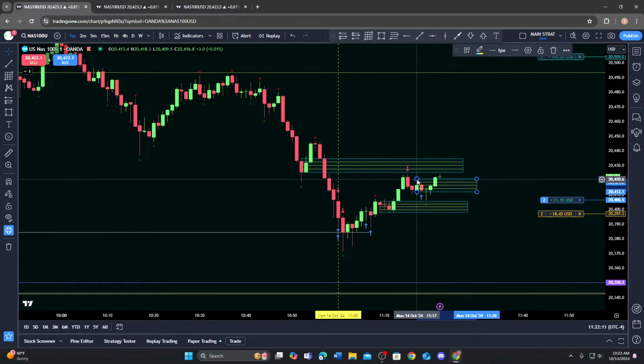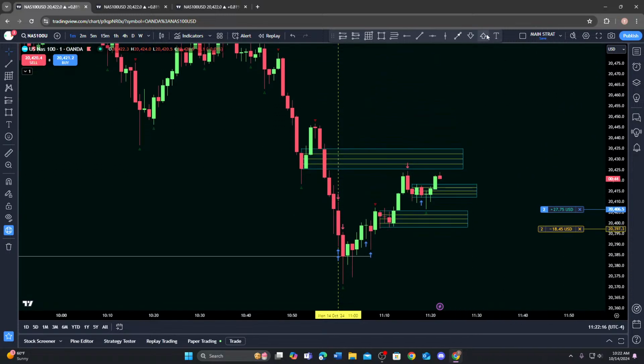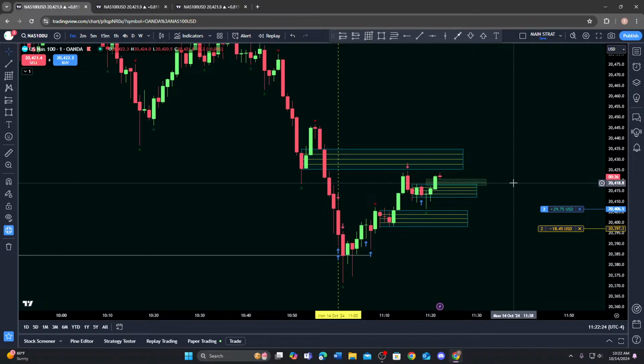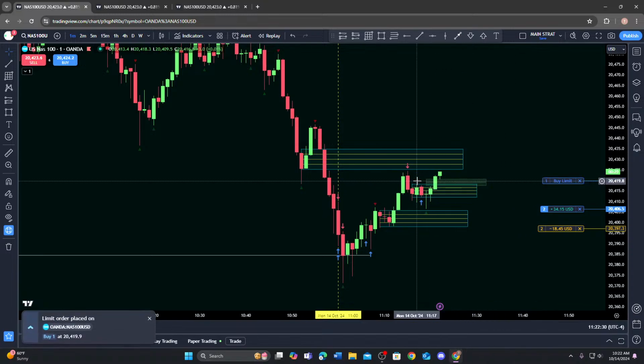So now we have this possible fair value gap formed, we will take a buy here. I have 29 seconds on this candle, 26 seconds. Let's see what it does.